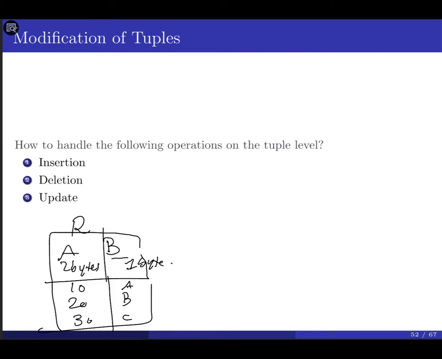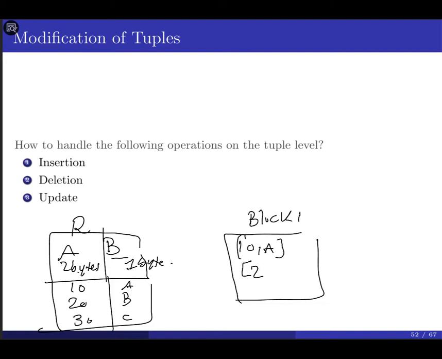So in this case, in block one, I can store the following information: 10 and A. The total is going to be 2 plus 1, which is 3. Then after that, I can store 20 and B. This is what's called row-oriented, right? Then in block two, since the size of a block is 6 bytes, the rest is going to be 30 and C.